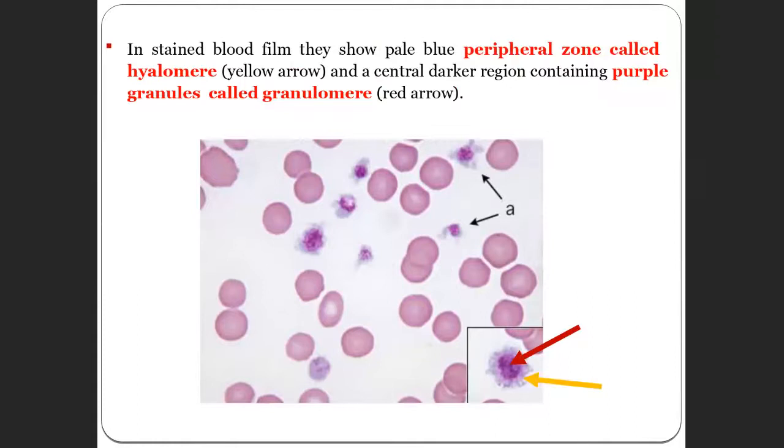And lastly, the stained blood film shows a pale blue peripheral zone called the hyalomere and purple granules called the granulomere. We are talking about the platelets, so this finishes the lab session for you as of today.